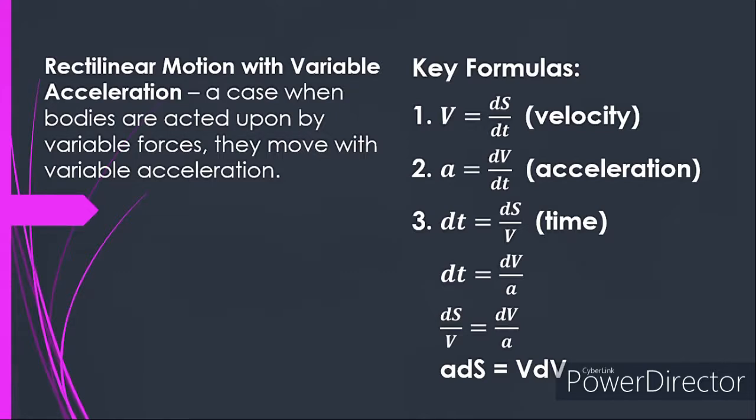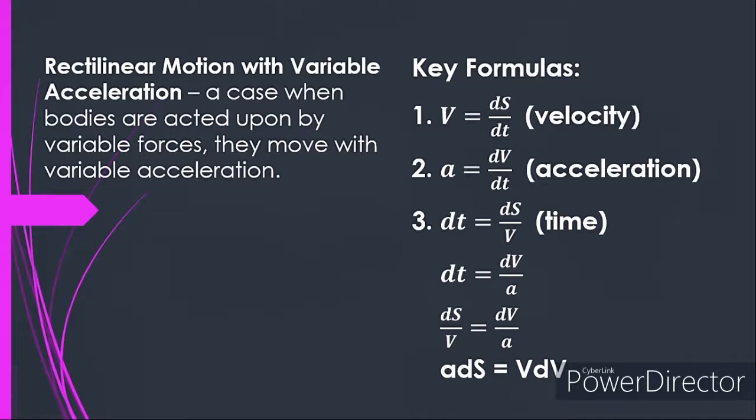Wherein, formula number 1, velocity is equals to ds over dt. Formula number 2, a for acceleration is equals to dv over dt. Formula number 3, we have dt is equals to ds over v. So, meron tayong mga sub-formulas. dt is equals to dv over a, ds over v is equals to dv over a, and ads is equals to v dv.